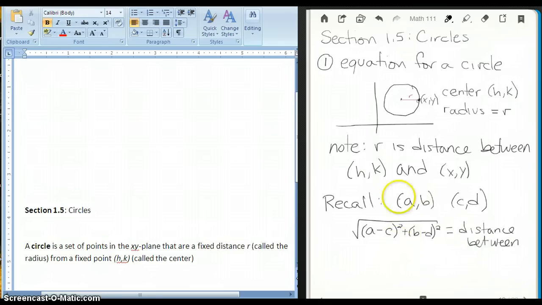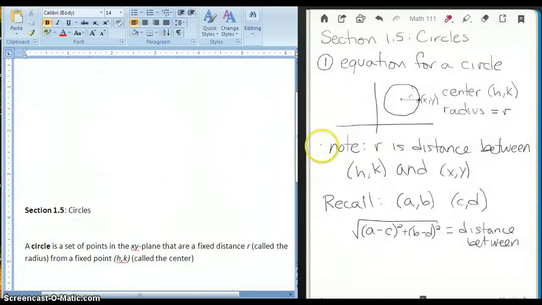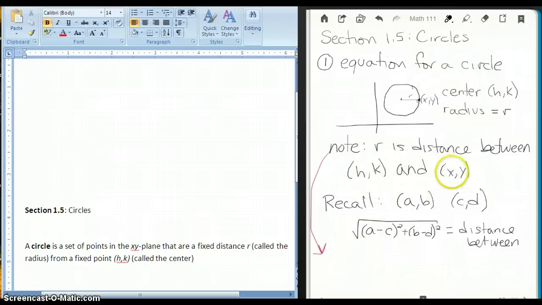Well, what we can do then is use what we have, that r is the distance between 2 points, to write a distance formula for that situation. So I'm going to make a little arrow here to say that I'm going to use this information down here to make a distance formula calculation. So how would I write the distance between HK and XY? I would write that as this radical thing. It's a square root of the difference between the x coordinates squared plus the difference between the y coordinates squared.